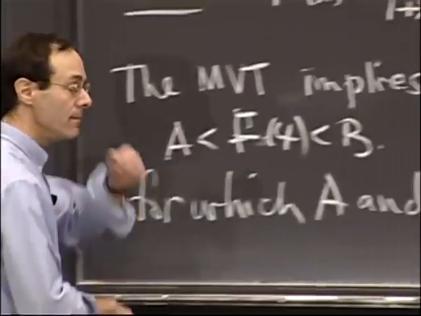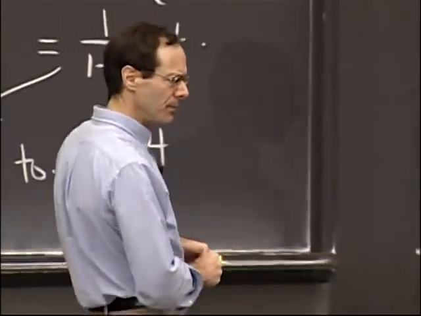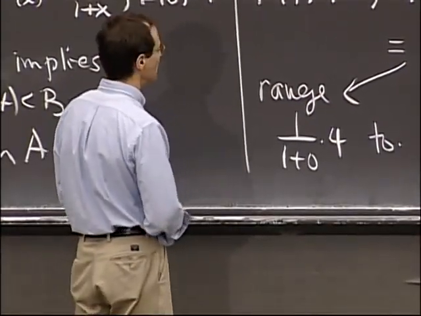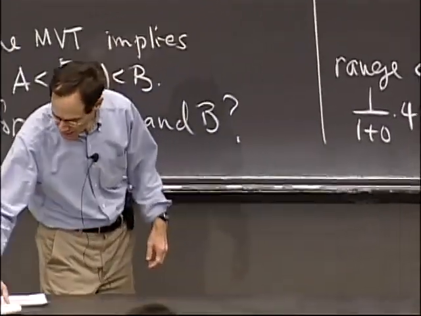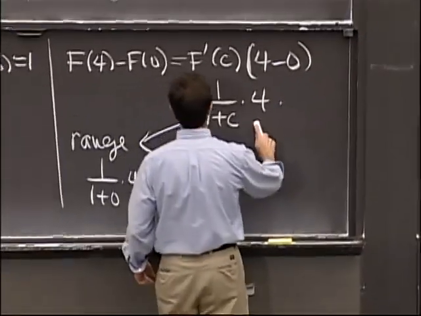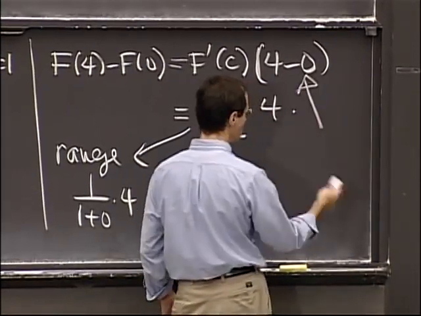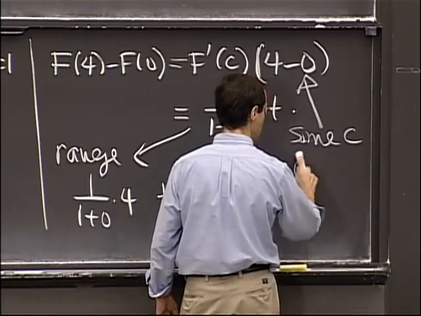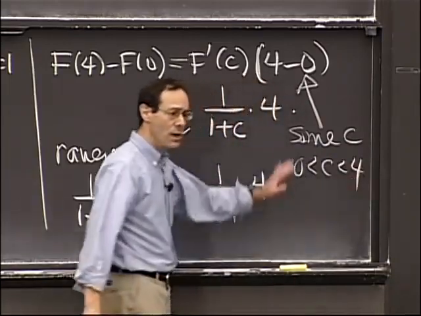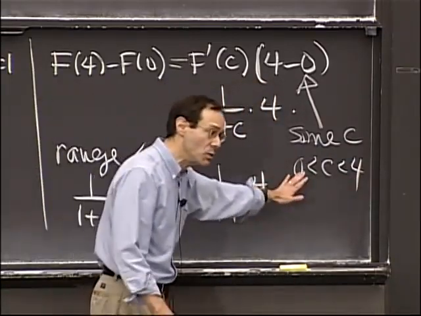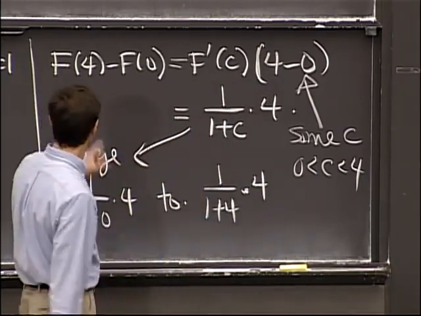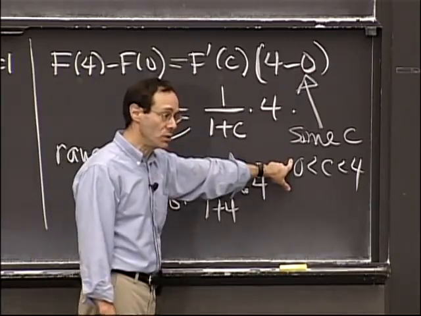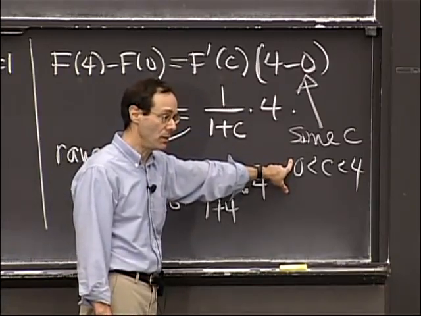How did you figure out that that was the range from 0 to 4? I knew that the range of C was from 0 to 4. I should have said that right here. The mean value theorem comes with an extra statement, which I missed, which is that this is for some C between 0 and 4. So I know the range is between 0 and 4. The reason is that's part of the mean value theorem. We started at 0, we ended at 4. So the C has to be somewhere in between.